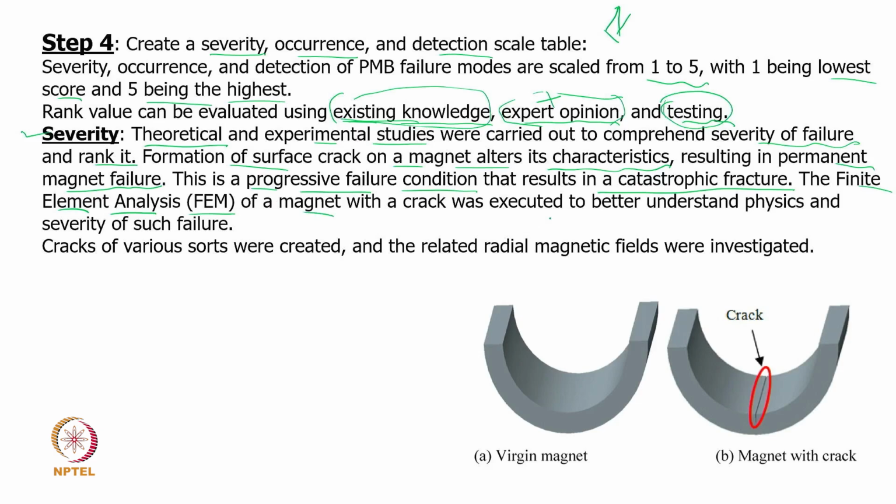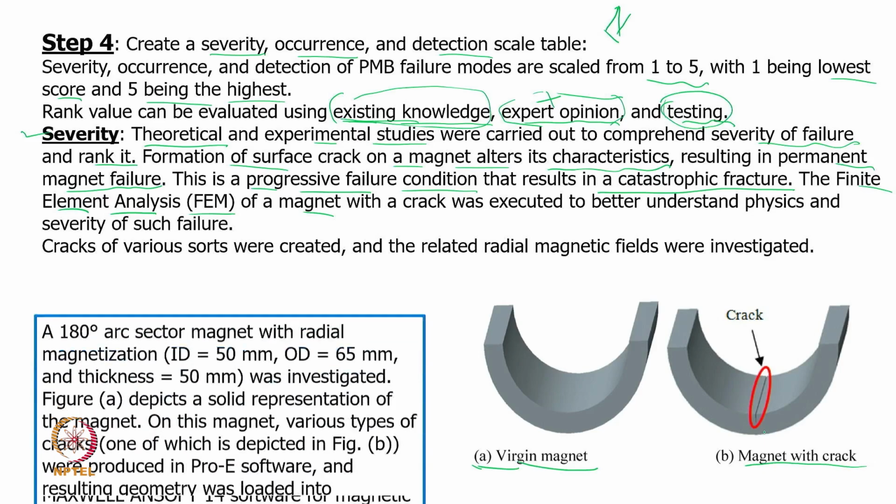Now, what has been done? We can see here the virgin magnet, a new magnet with no crack at all, and then we make a crack through and through across the length, with no crack, 1/4 thickness crack, 1/2 crack, or 3/4 crack, so some sort of study can be done. So, magnets with a crack but of different dimensions were simulated.